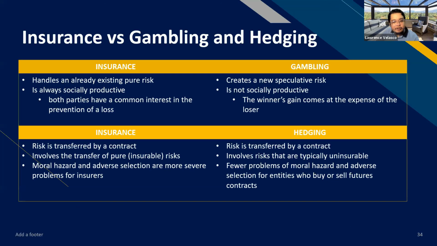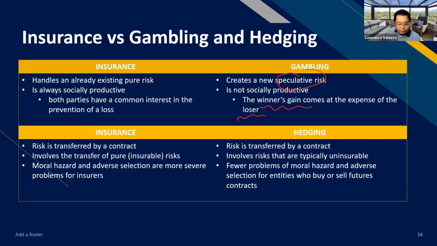Some differences or distinctions: insurance versus gambling and hedging. Insurance handles an already existing pure risk, and it's always socially productive. Let's contrast that with gambling. Gambling usually deals with speculative risk. Because if it's all downside, why would you gamble? Right? So there has to be an upside. However, the upside in gambling is that it's a zero-sum game. Okay? When someone wins, it comes at the expense of a loser. So in total, the economy is preserved, right?